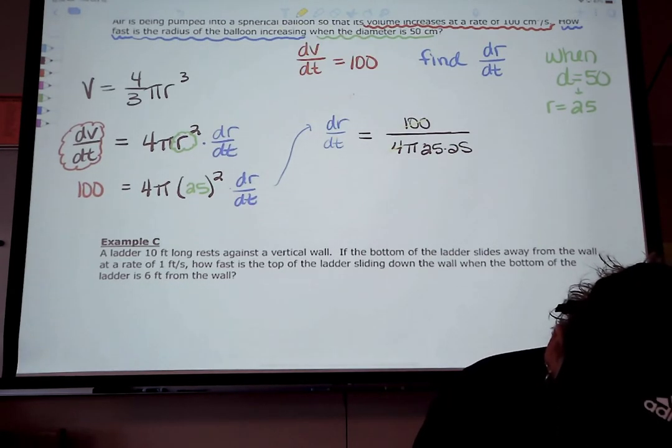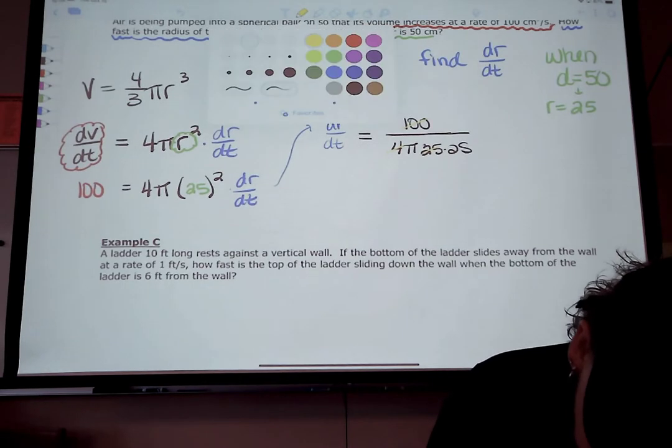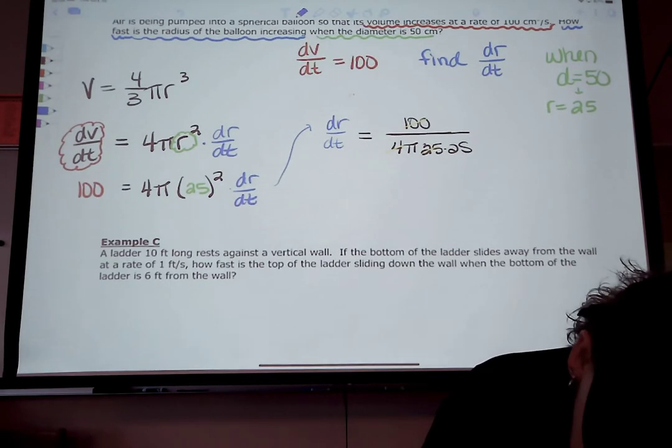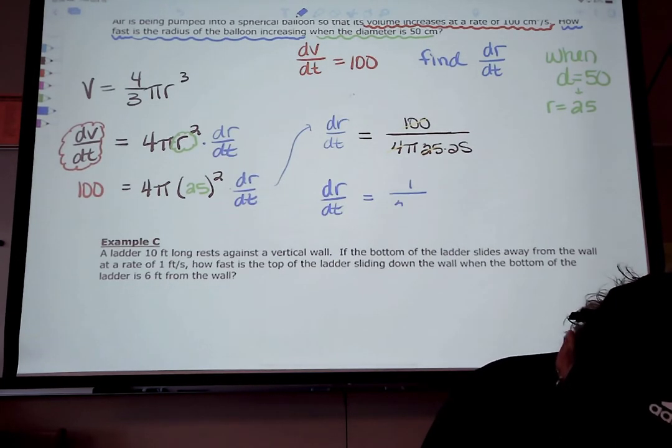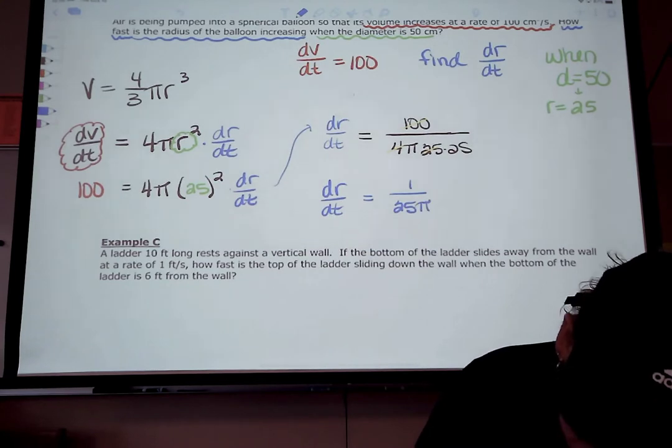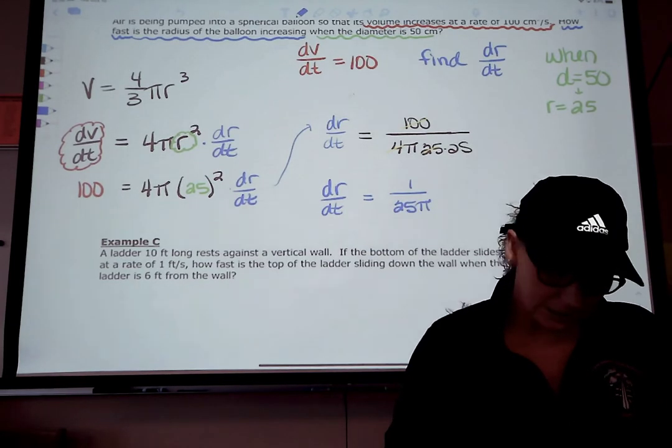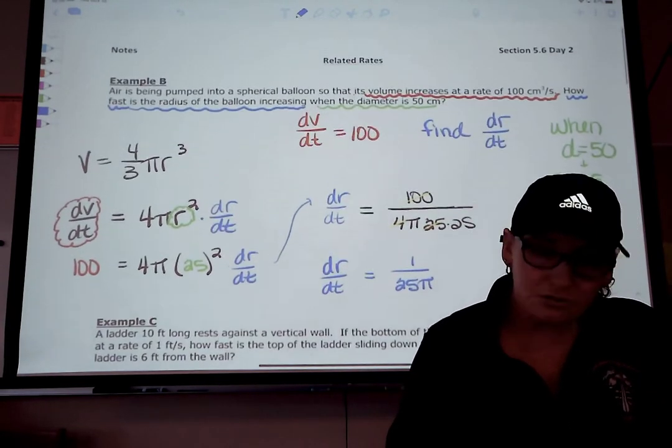A 100 and a 4 and a 25 can cancel. And I can say that dr dt, if I don't have a calculator, is 1 over 25 pi. And you know what? Just for fun, let's throw units on there.